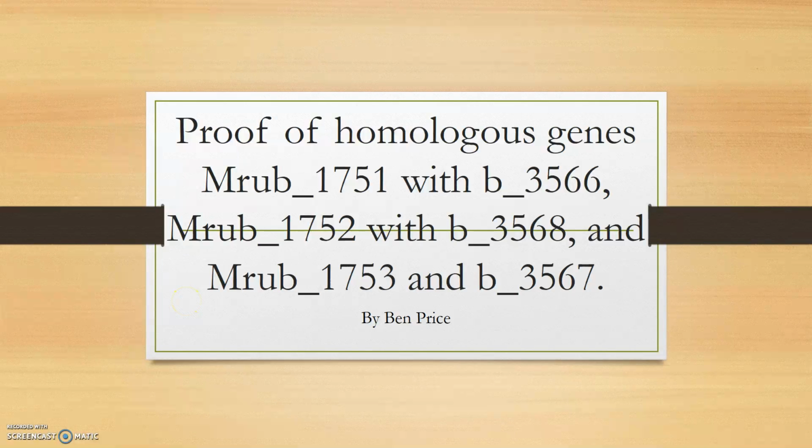Hello, my name is Ben Price, and today I will be presenting proof that M. ruber 1751 is homologous to E. coli gene 3566, M. ruber gene 1752 is homologous to E. coli gene 3568, and M. ruber gene 1753 is homologous to E. coli gene 3567. This research was completed as a project for a molecular genetics class at Augustana College.